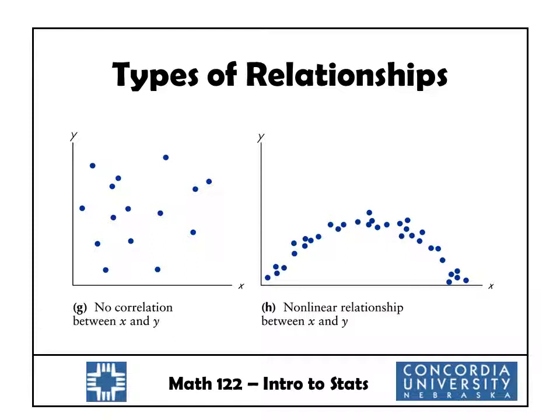Well, in these two graphs, we start with the one on the right. We say that those dots do form a pattern, but it's definitely not a straight line pattern. So we'd say that those two variables have a non-linear relationship or non-linear correlation. Non-linear meaning the opposite of linear. The one on the left, we see that those dots just don't form any pattern at all. It looks like they're randomly scattered about. So we say there is no correlation or no relationship between the variables x and y.